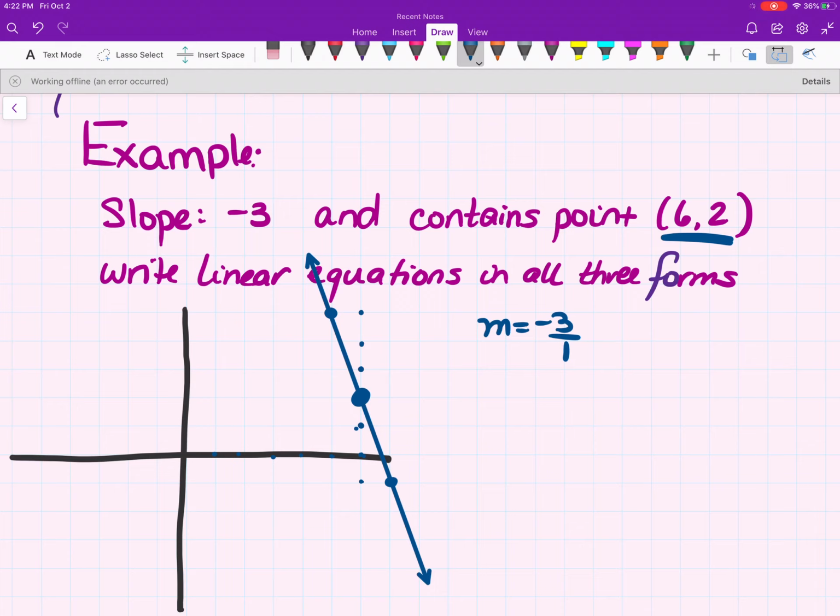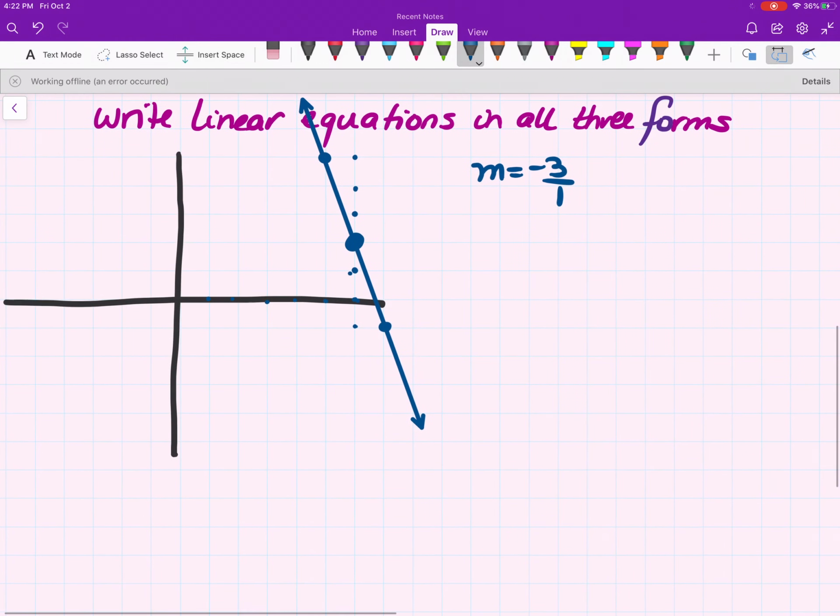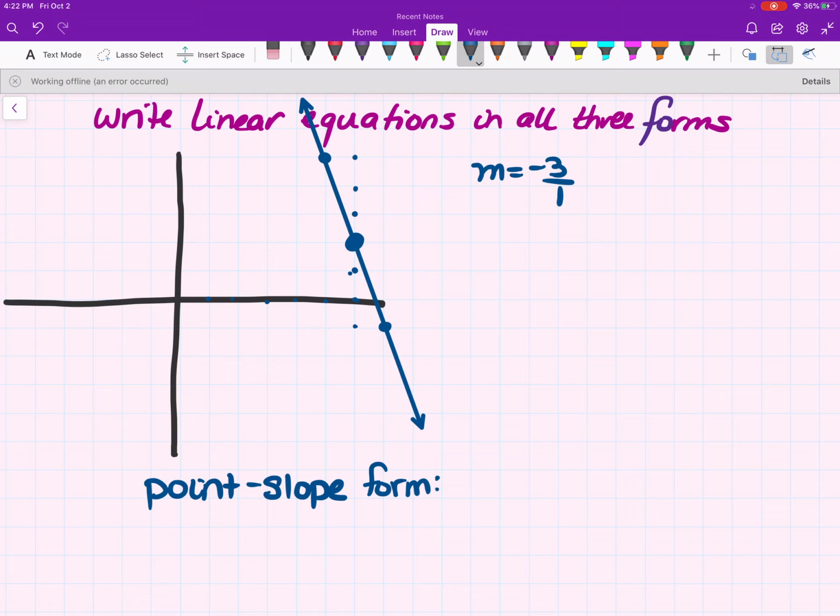We could do a lot of things from there. In this one, we can't really tell the y-intercept because it's way above it, but we can see the slope is -3 over 1. We do have a point. So if we have a point and a slope, that kind of tells us where to start. Well, let's start with the point slope form. Doesn't matter where we start, but since we're given a point and we're given a slope, that makes the most sense to start at the point slope form.